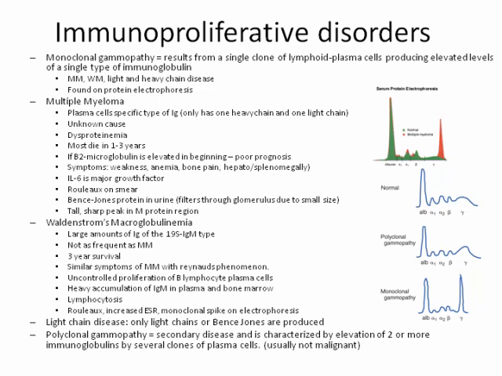All right, so you can also have a light chain disease. This is where only light chains or Bence-Jones proteins are produced. And lastly, polyclonal gammopathy.